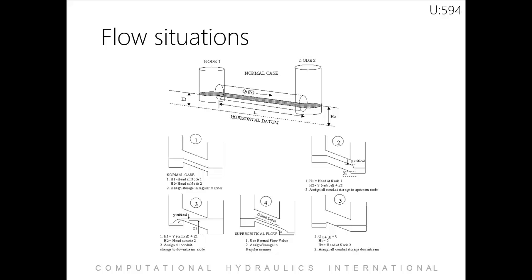In number 4, flow computed exceeds flow at critical depth, so the flow is set to normal value. Half of the surface area is assigned from each node. When there is a dry pipe, as in number 5, flow is set to 0. If any surface area exists, it is assigned to the downstream node.